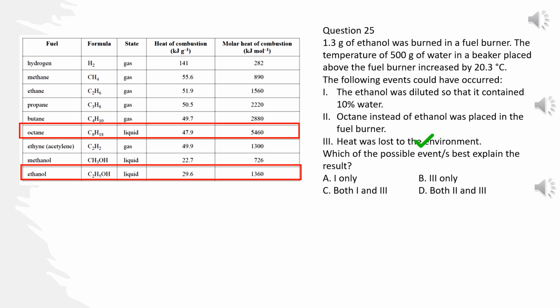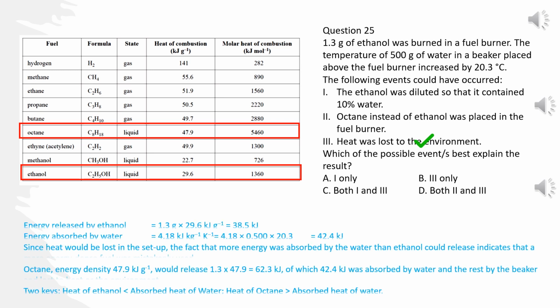Firstly, calculate the energy released by 100% ethanol and the energy absorbed by water. If the energy released by 100% ethanol is less than the energy absorbed by water, then octane might have been mixed with ethanol, as octane has a higher combustion value than ethanol. By calculation, if the energy released by ethanol is less than the energy absorbed by water, the first option is not valid, eliminating A and C. Therefore, the correct answer is D.